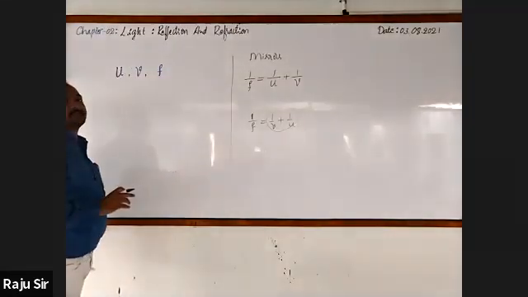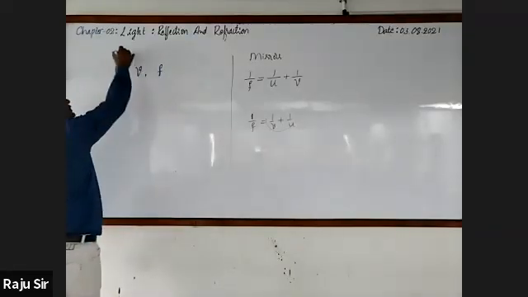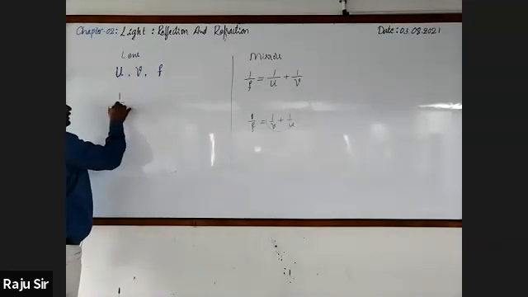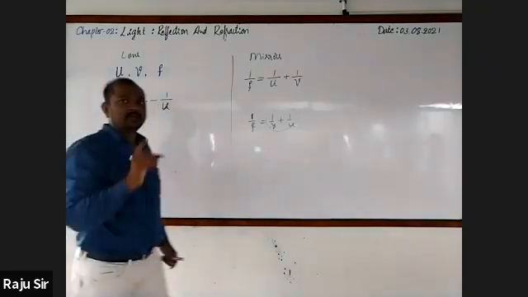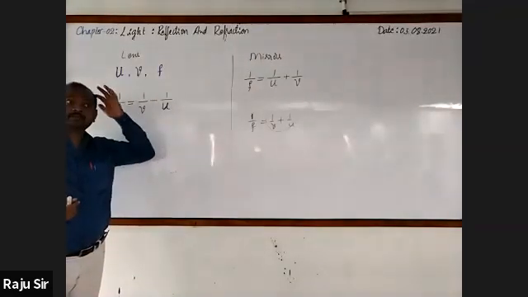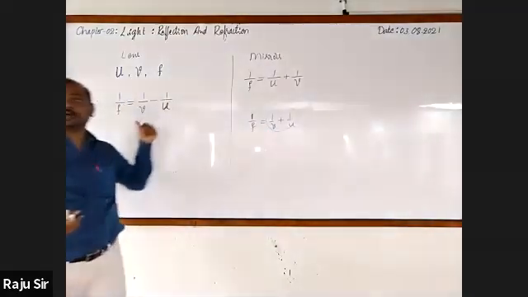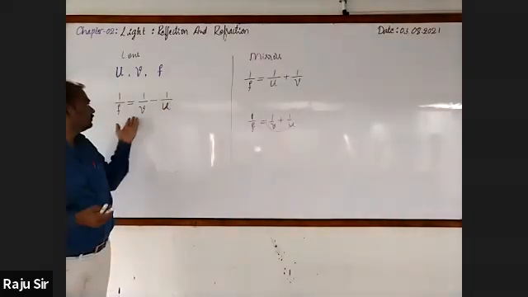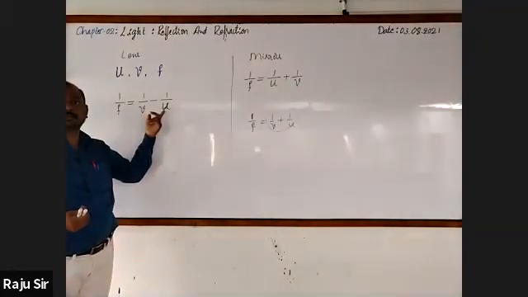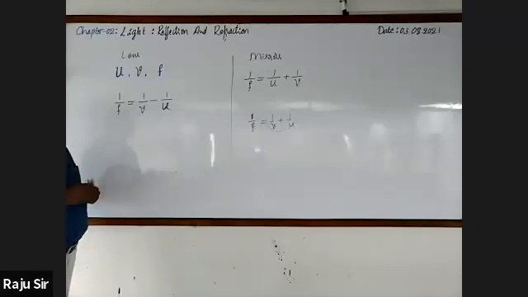Whereas the relationship among U, V and F, object distance, image distance and focal length, with respect to lens, is 1 by F is equal to 1 by V minus 1 by U. The reason is that in the case of mirrors, real and inverted images are formed with concave, but here convex comes in the lens. Hence, we just change the sign: 1 by V minus 1 by U. Actually, a derivation is there, but it is not in your syllabus. It is also very easy to remember.